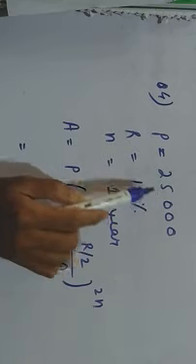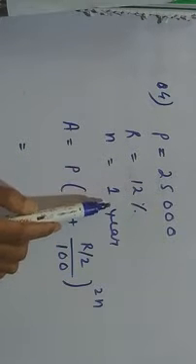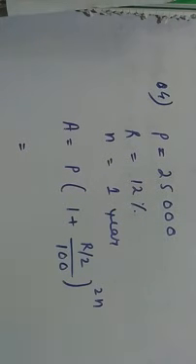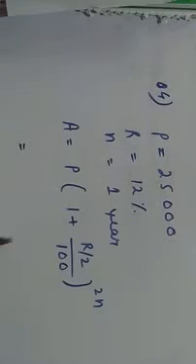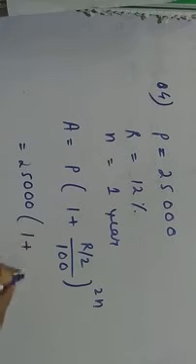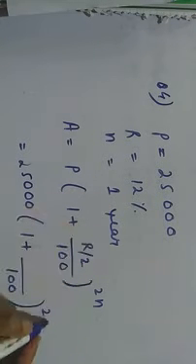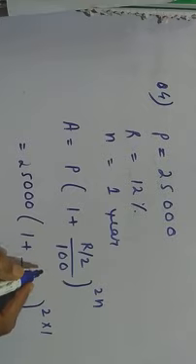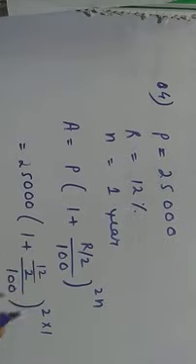Now I will do question number 4 here. Principal is given 25,000, rate of interest 12% and n is 1 year. The rate of interest is compounded half yearly, so we have to use the half yearly formula. Simply substitute the values: 25,000 bracket 1 plus, by 100, 2n, where time is given 1 year, so 2 multiplied by 1, and r is 12, again divided by 2.